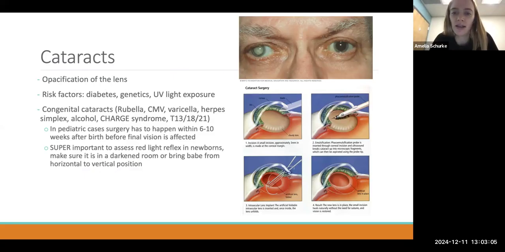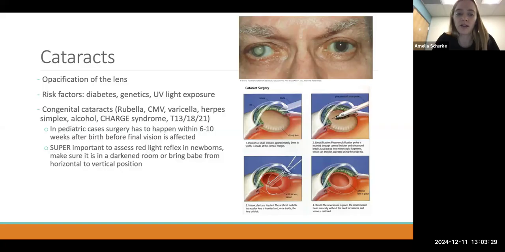Cataracts, this is a disease. You can see the cataract is in the right eye of this patient on the top. It's an opacification of the lens. There's many different risk factors: diabetes, genetics, UV light exposure. And then other than environmental and medical and biologic risk factors, it can also be congenitally acquired.